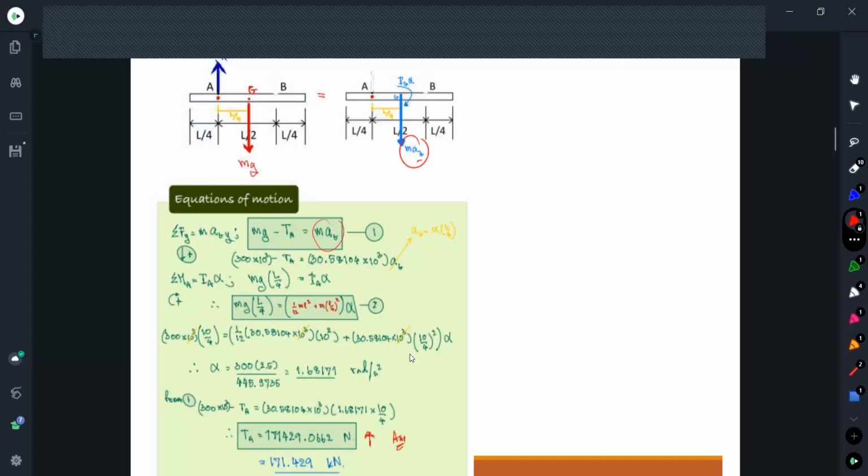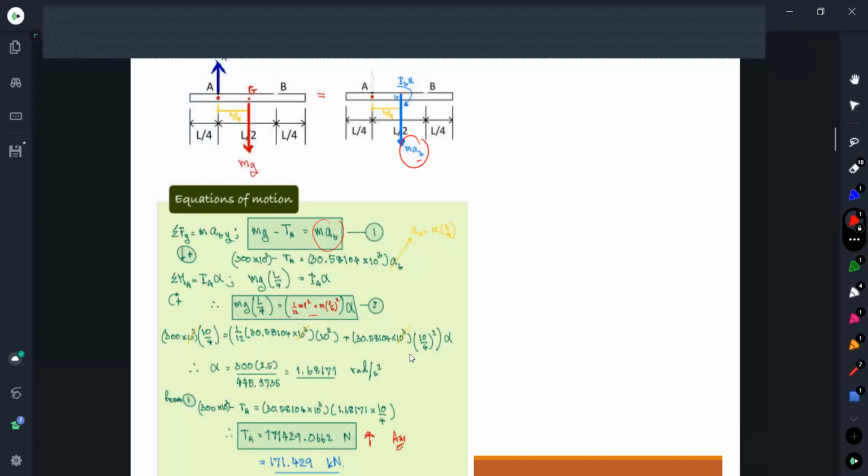And then we consider the moment. We take the moment about point A that is equal to I_A alpha. The moment on the left hand side we consider from the free body diagram, and we find the moment about point A is equal to m g times L over 4. On the right hand side we have I_A alpha, where I_A we already determined from the parallel axis theorem.